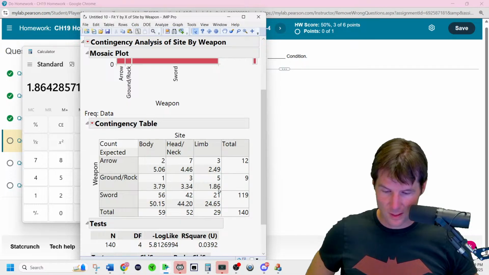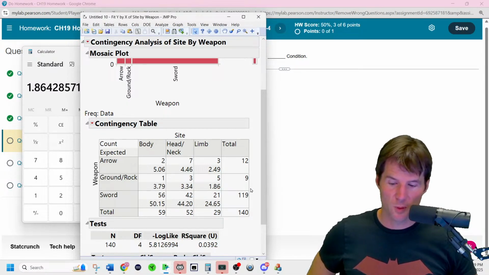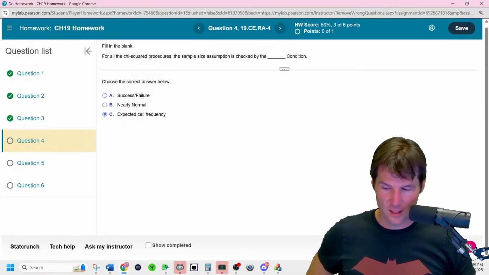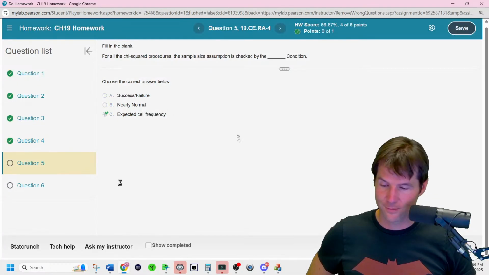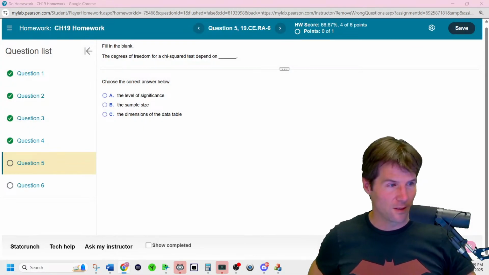And 1.86 right there, and that is the smallest one because it has the smallest column total and smallest row total. So the expected cell count is how we check it.